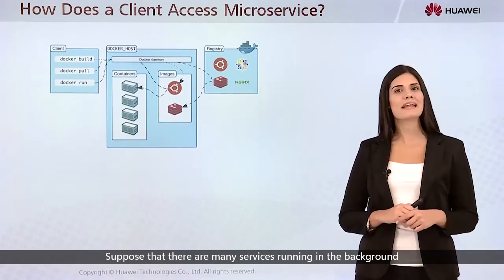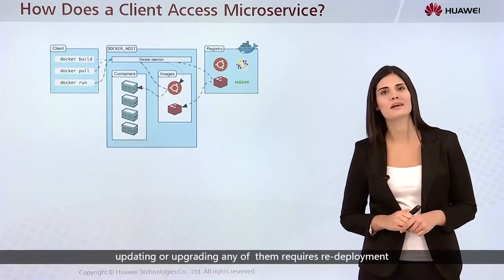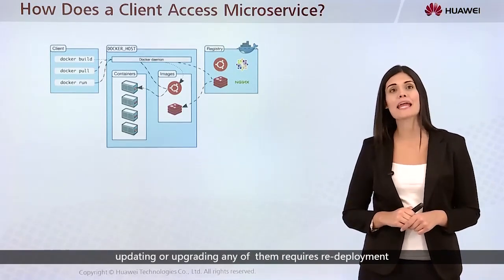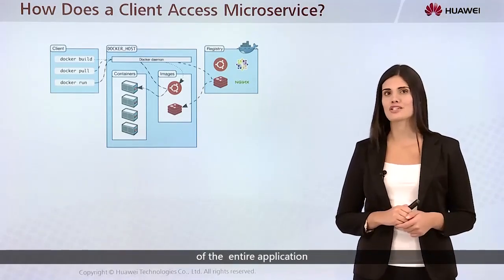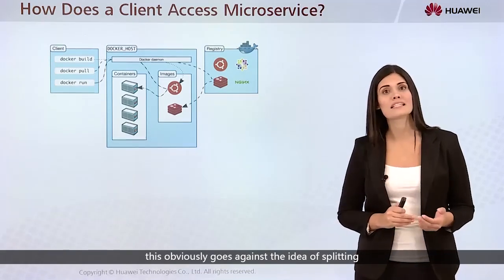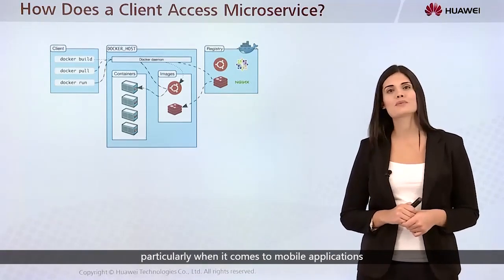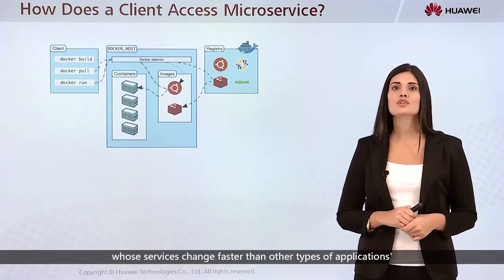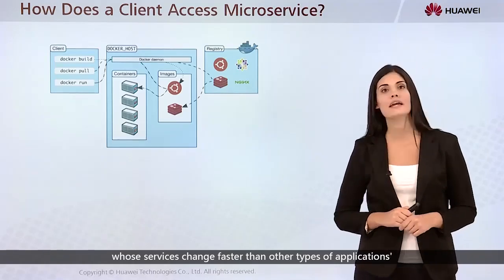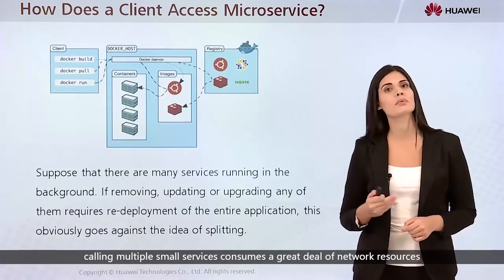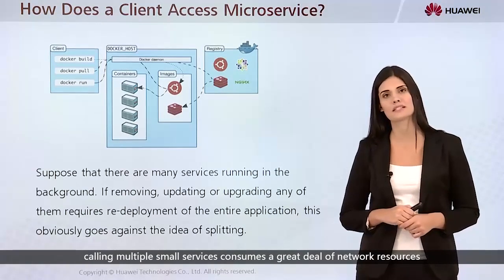Suppose that there are many services running in the background. Removing, updating, or upgrading any of them requires a redeployment of the entire application. This obviously goes against the idea of splitting, particularly when it comes to mobile applications. Those services change faster than other types of applications. In addition, calling multiple small services consumes a great deal of network resources.